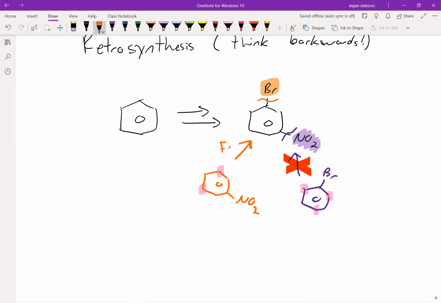So what we would add here is some Br2 and then FeBr3 as our catalyst. And then finally, to get to this nitro group, that's just a single step reaction. We know that step. You just add some nitric acid in the presence of sulfuric acid.